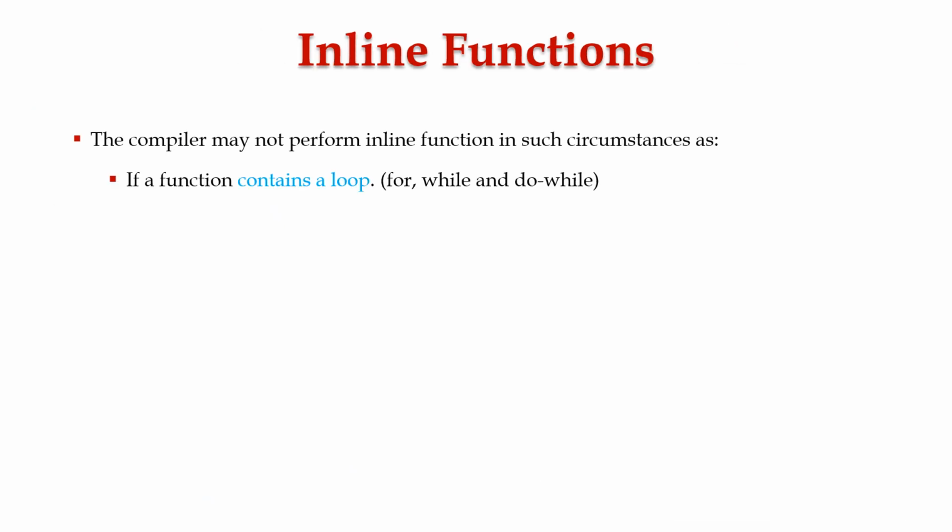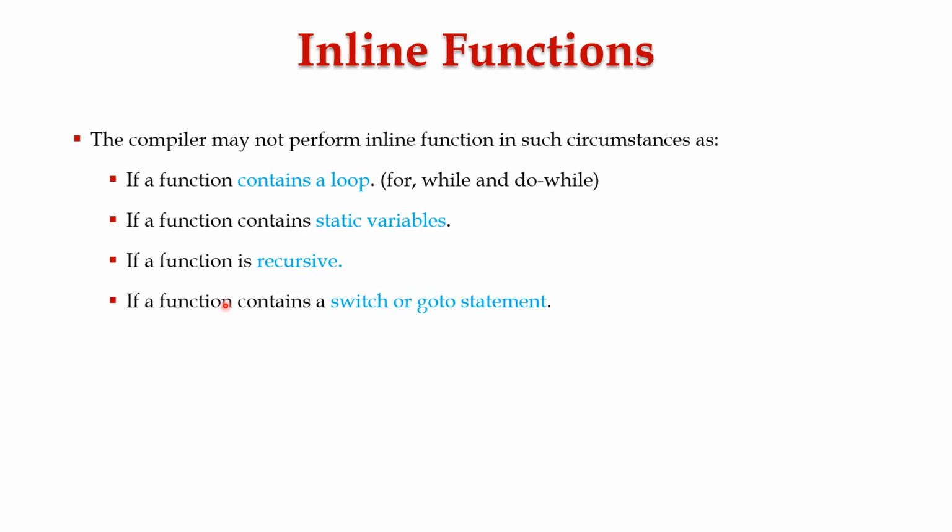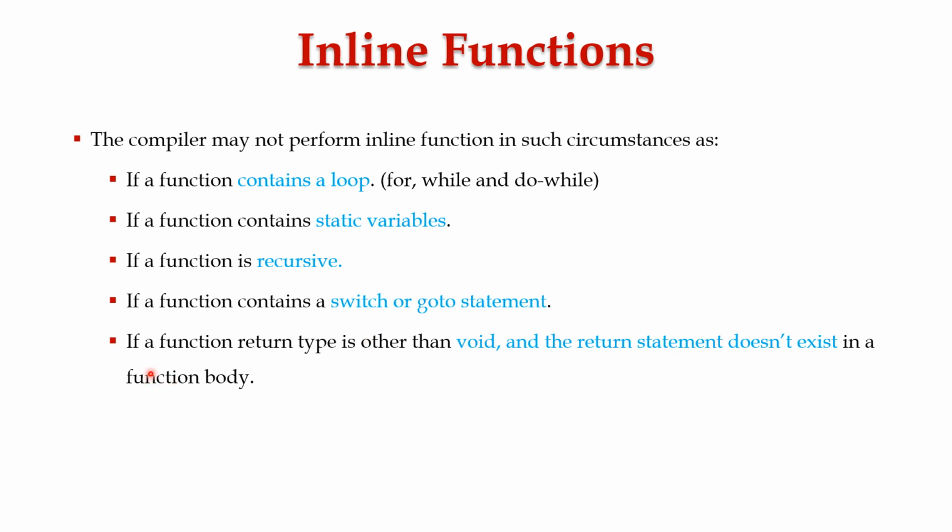The compiler may not perform inline functions in the following conditions. If a function contains a loop, or a function may contain static variables, or a function is recursive, or if a function contains a switch or goto statement. So in this case, the compiler may not perform inline functions. In addition to this, if the function return type is other than void and the return statement does not exist in the function body, in this case also, the compiler may not perform inline function.